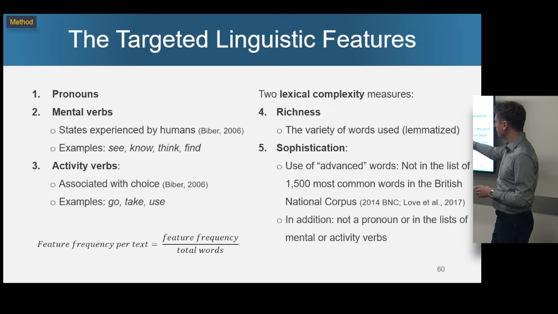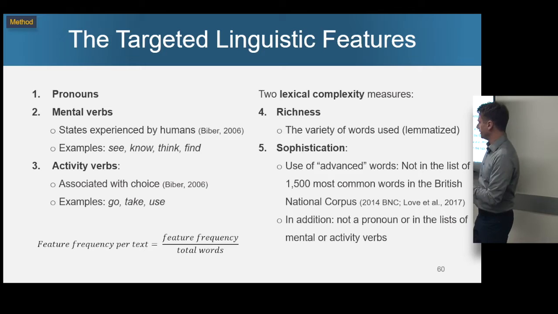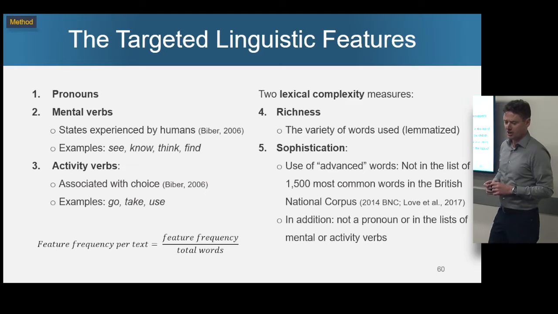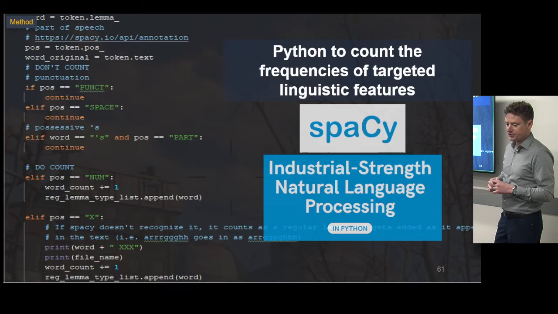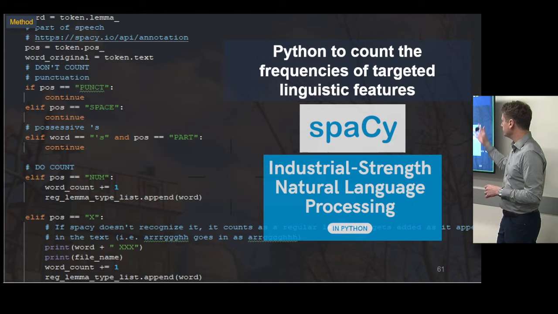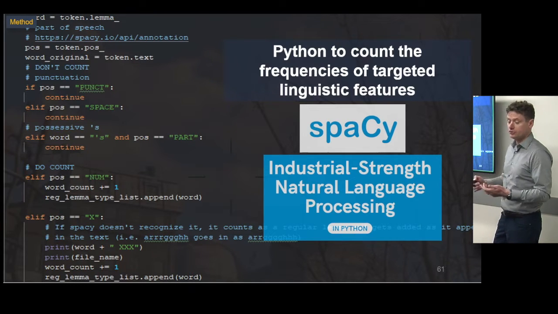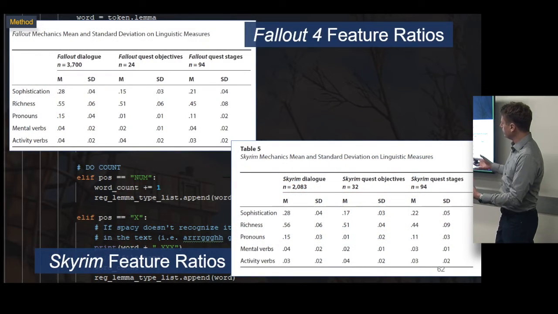So I wrote a Python script that output a list of the 1,500 most common words in the British National Corpus, and I said, okay, if the word isn't in that list, and it's not also one of these, then we'll call that an advanced word because it's less common. So I wrote a couple of Python scripts to count these features in these texts from the game using spaCy, a really powerful natural language processing tool that you can use within Python that's really useful for this type of research.